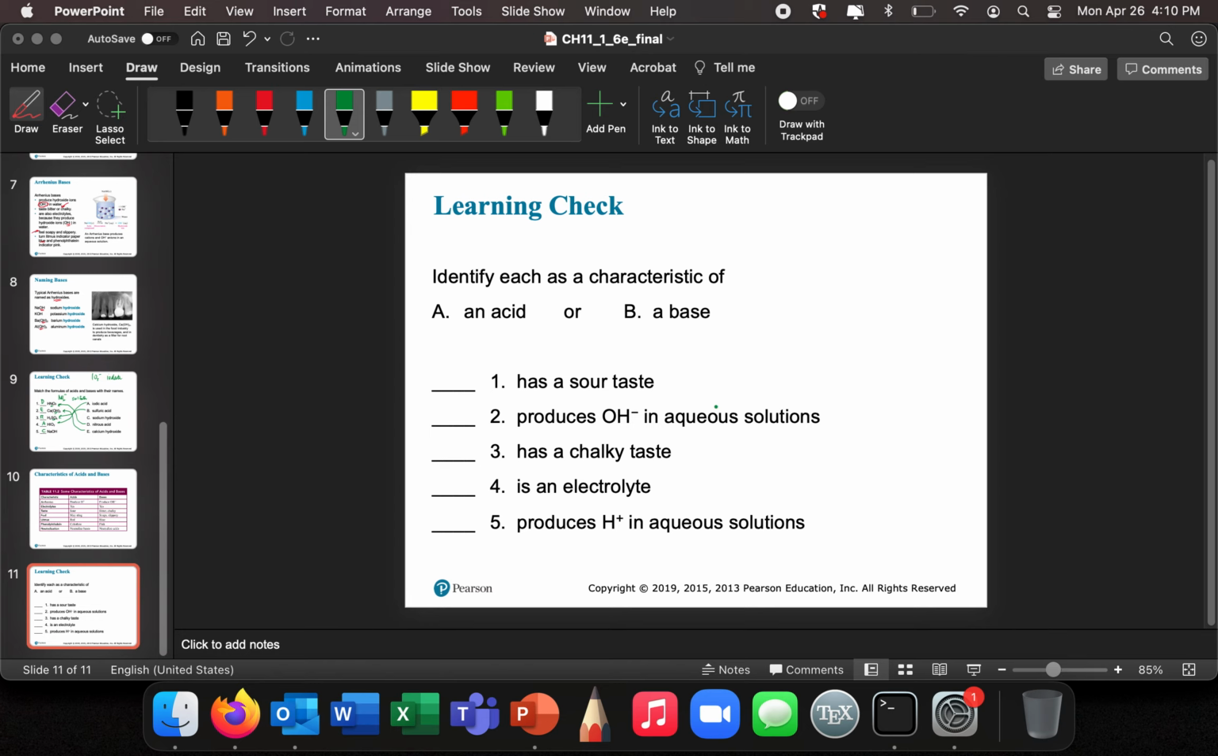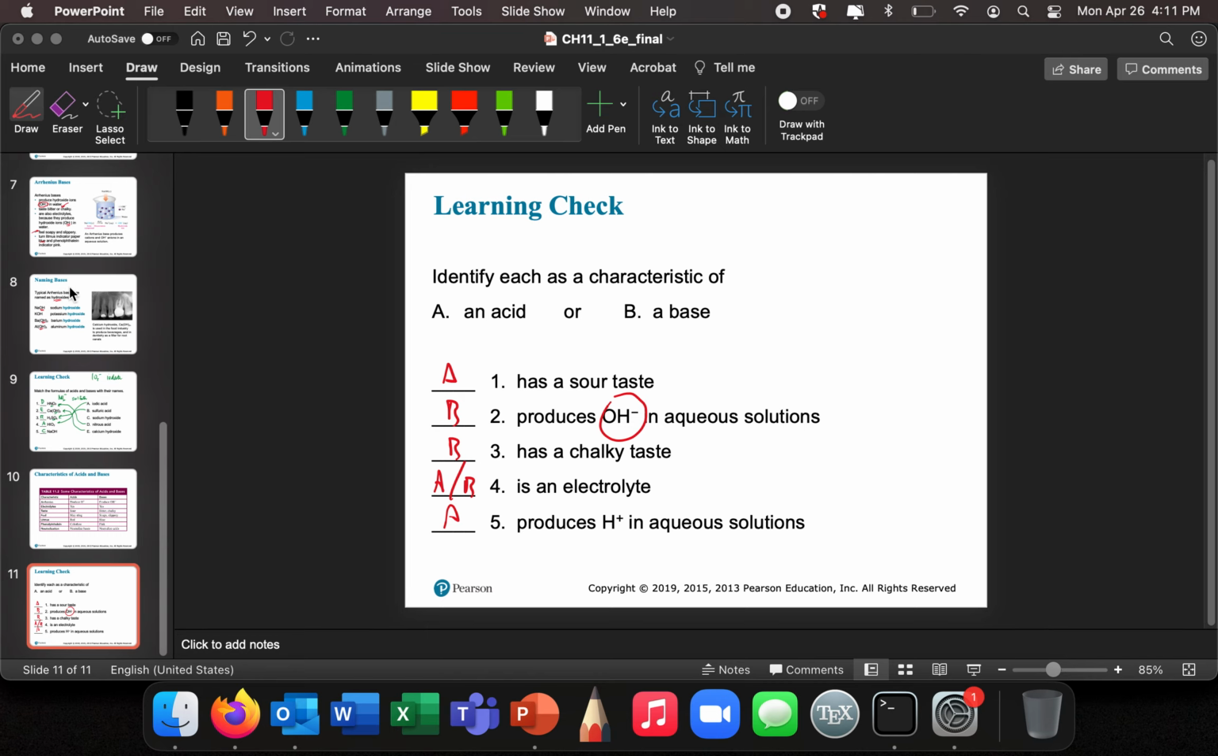Okay? So let's do this final knowledge check. Pause the video and have a look at these. Okay, so you're supposed to fill in A or B for each. Has a sour taste, that's acids. Produces hydroxide in solution, that's a base. Has a chalky taste, that's a base. Is an electrolyte, A and B. And produces H+ in solution, and that is A.